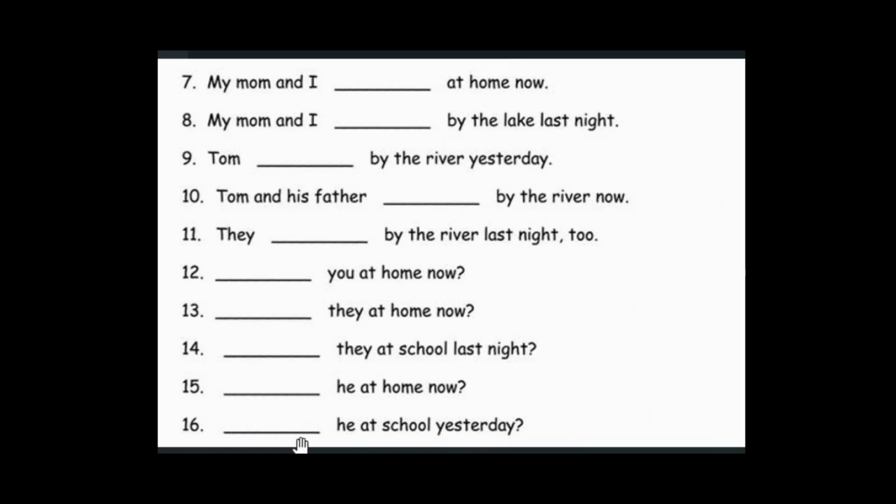Next one: dash he at school yesterday. Dash he at school yesterday, was, because yesterday is finished. So we should use was. Was he at school yesterday? Whether this boy was at school yesterday or whether he had gone to one of his friends' homes. To get to know, to question where this boy was yesterday. So was he at school or where did he go yesterday? Was he at school?